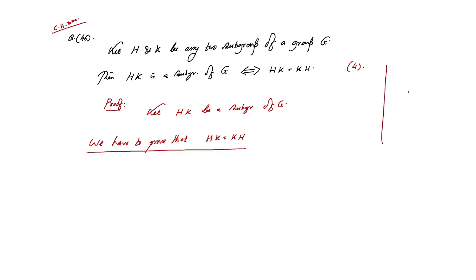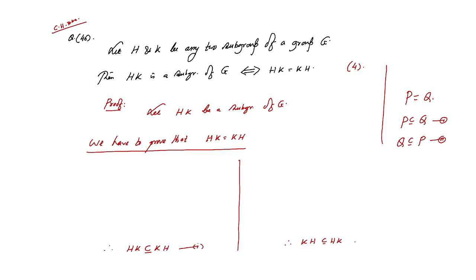Now, in which way will you show set P equals Q? First we will say P subset of Q, then we will check Q subset of P. Both the conditions hold, so from 1 and 2 we can say P equals Q. Here in position of P consider HK, and in position of Q consider KH. So we will show first HK subset of KH, and also KH subset of HK. That will be our 1 and our 2. Therefore from 1 and 2 we conclude that HK equals KH.